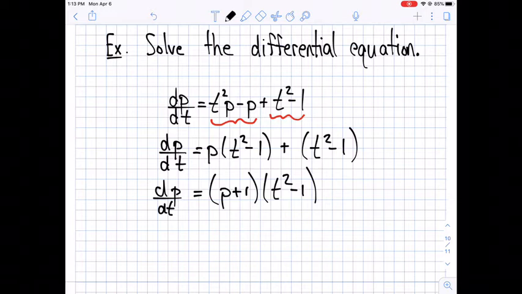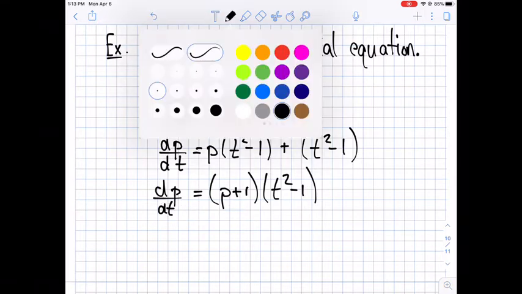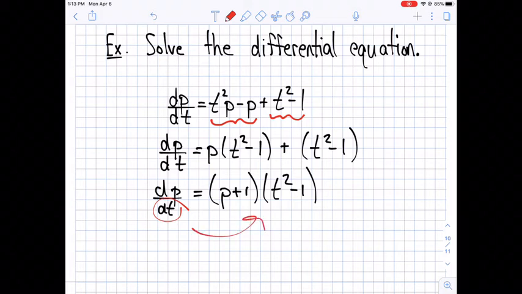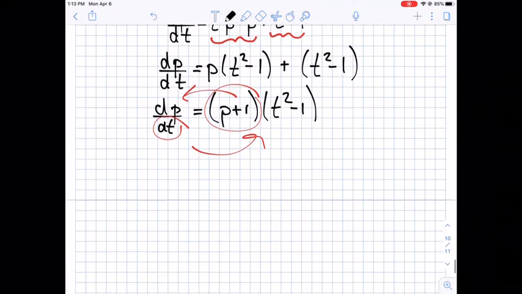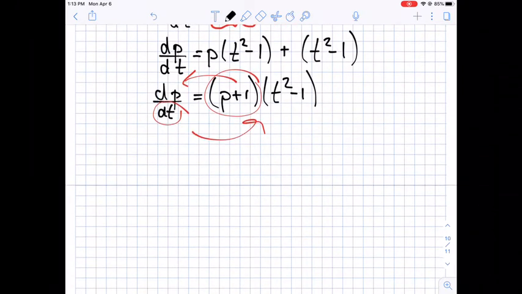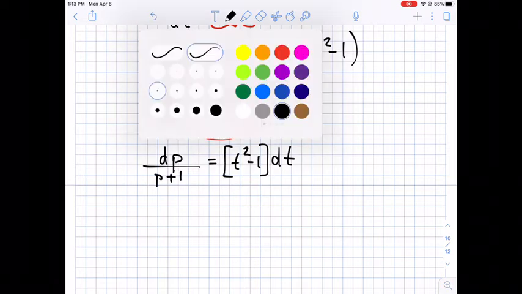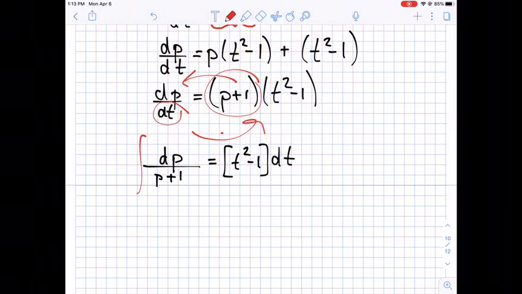Now I bring over my dt to the right hand side, so I will have all the t's on the right, and I can bring my p variable over to the left with dp, and what we end up with here is going to be dp divided by p plus 1 is going to be equal to t squared minus 1 multiplied by dt. Now we are ready very much to integrate.